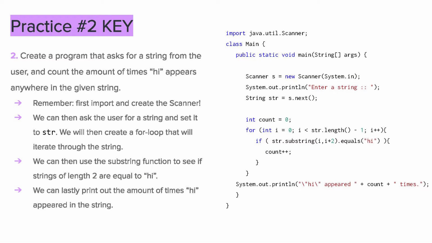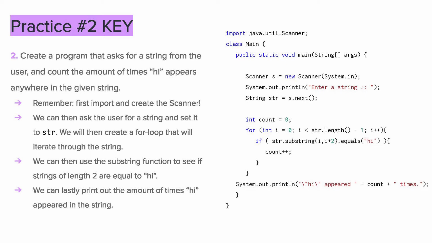Let's look at the key now. First of all, remember to import and create the scanner. After you've done that, you can create a variable that stores the value of the input from the user. Next, we made a variable called count, which is initially set to 0, but will store the value of the number of times the string hi appears in the string inputted from the user.